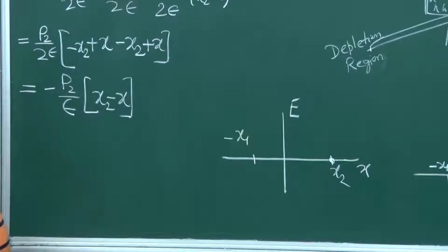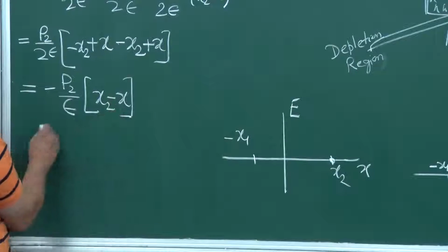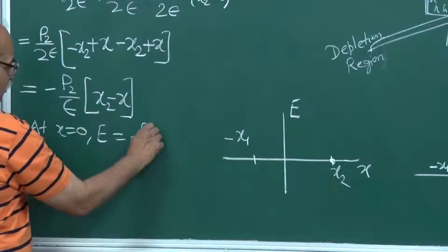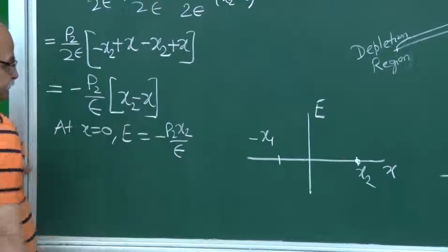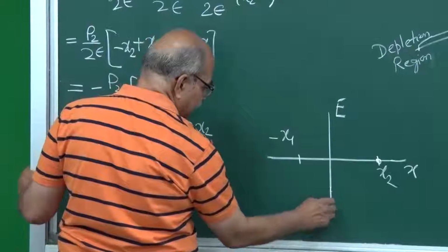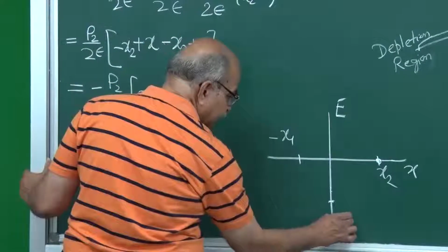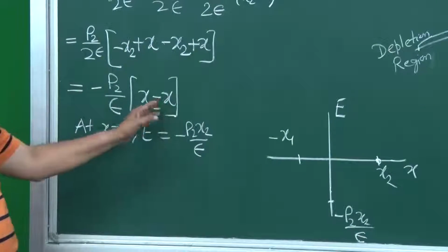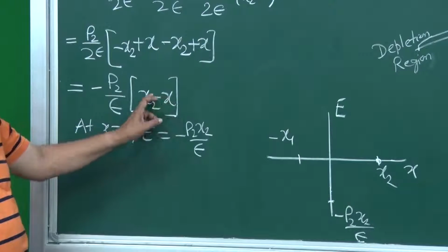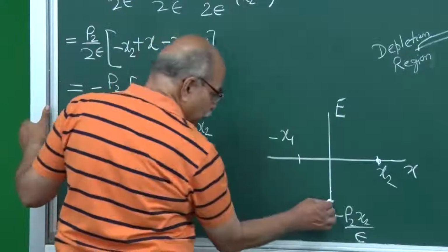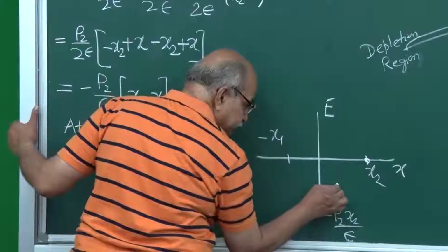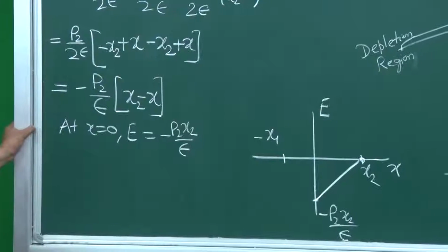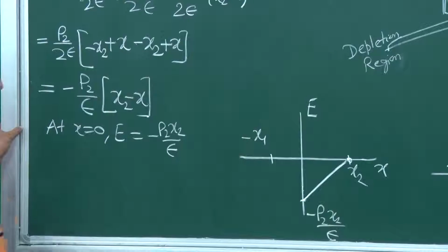And how much will be the electric field at x equal to 0? At x equal to 0, E will be minus rho 2 x2 over epsilon. So it will be somewhere, this is the point, let us say this is minus rho 2 x2 over epsilon, and then it is linear. Then it's linear in x, so it has to be a straight line, and therefore you can join these two. This is the electric field. This is the electric field on this positive x side.